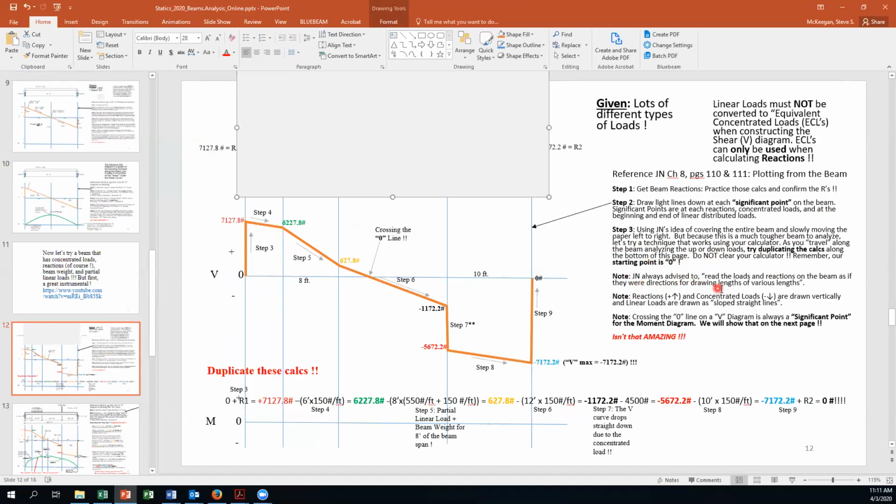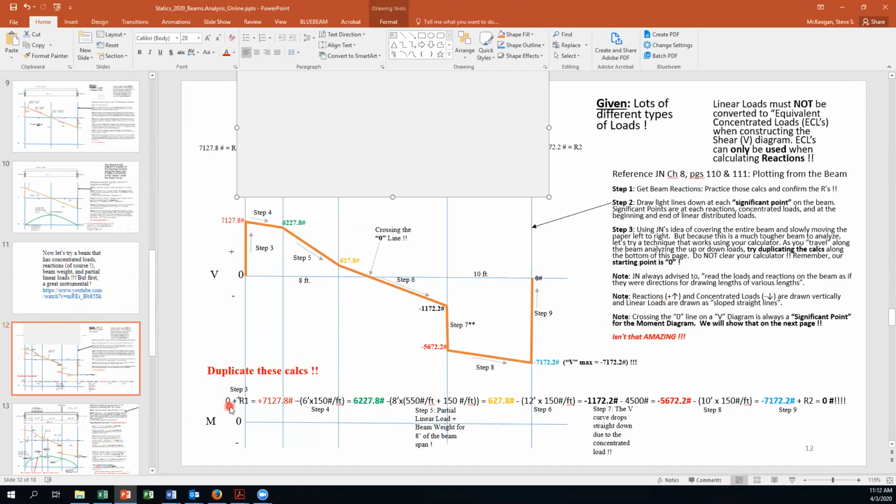JN always advised to read the loads and reactions on the beam as if they were directions for drawing lengths of various lengths. Reactions are up, concentrated loads are down, and linear loads are drawn as sloped straight lines. Crossing the 0 line on a shear diagram is always a significant point. We'll go over that on the next page. You know what I mean there.